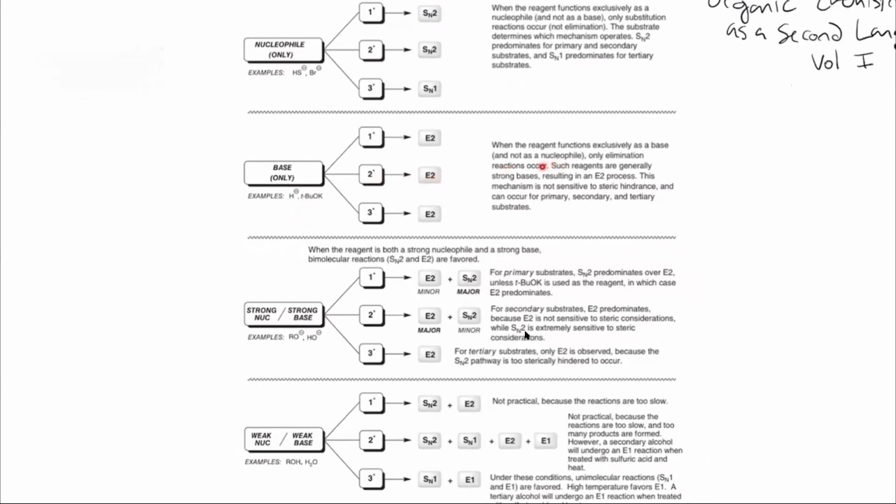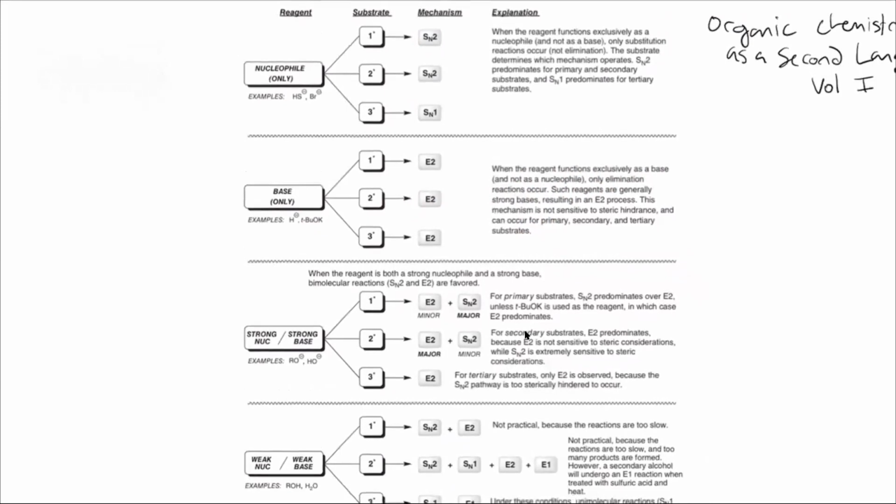And they have really nice explanations here as well. Basically, when you have a reagent only as a base and not a nucleophile, you're only going to get elimination reactions. And then what we looked at just before, if you have a nucleophile that only acts as a nucleophile, so for example, any halogens, I'll write that in there, like Cl-, and you have a secondary substrate.